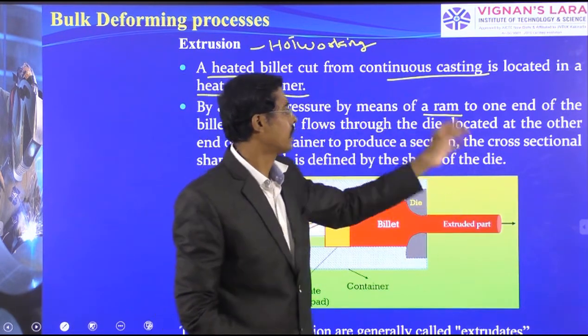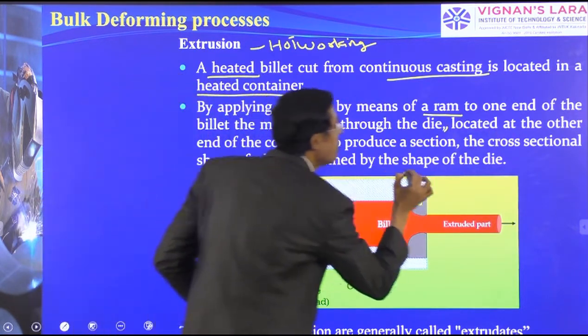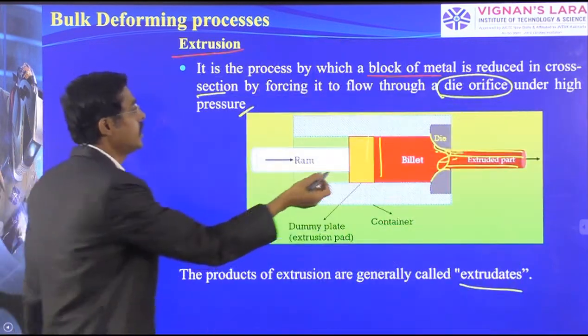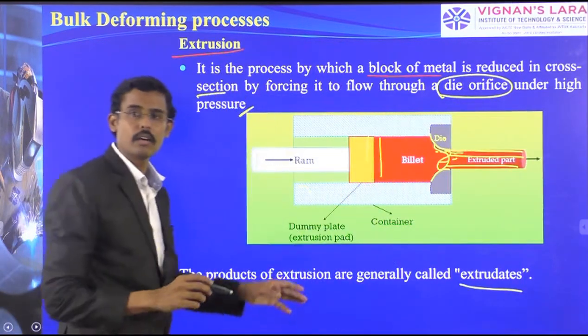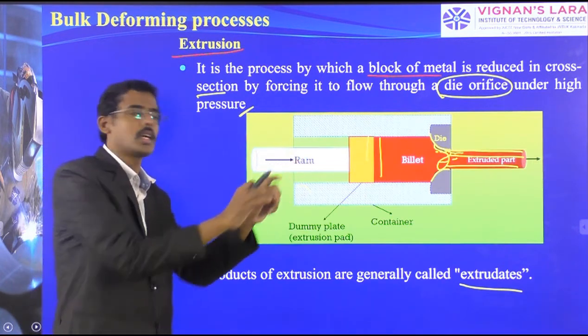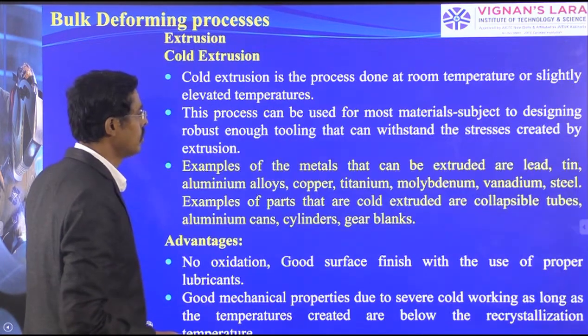A part, a cross-sectional shape of which is defined by the shape of the die. I told in the last image, the shape of the die is some design is kept. According to design, according to the hole created, the output is going to come there. I will show you the image. So likewise it will be.